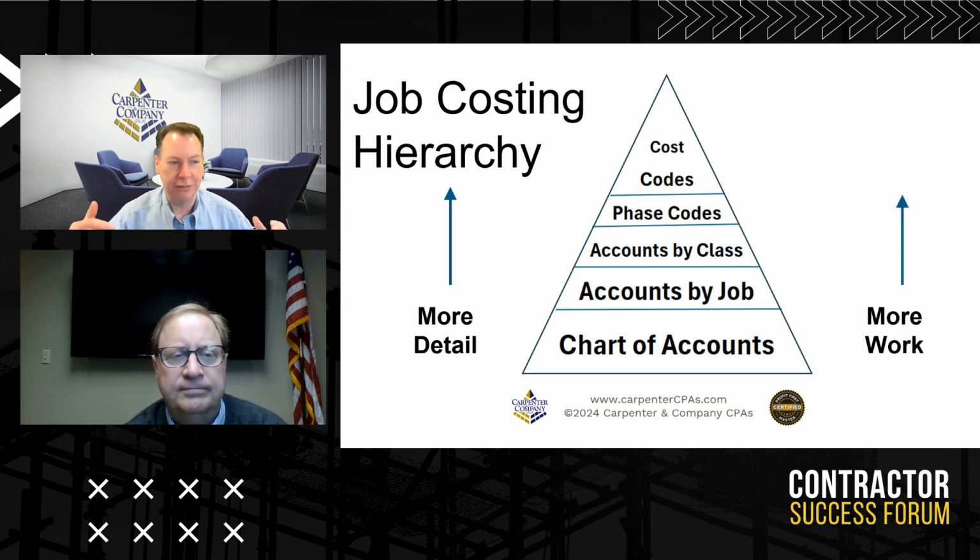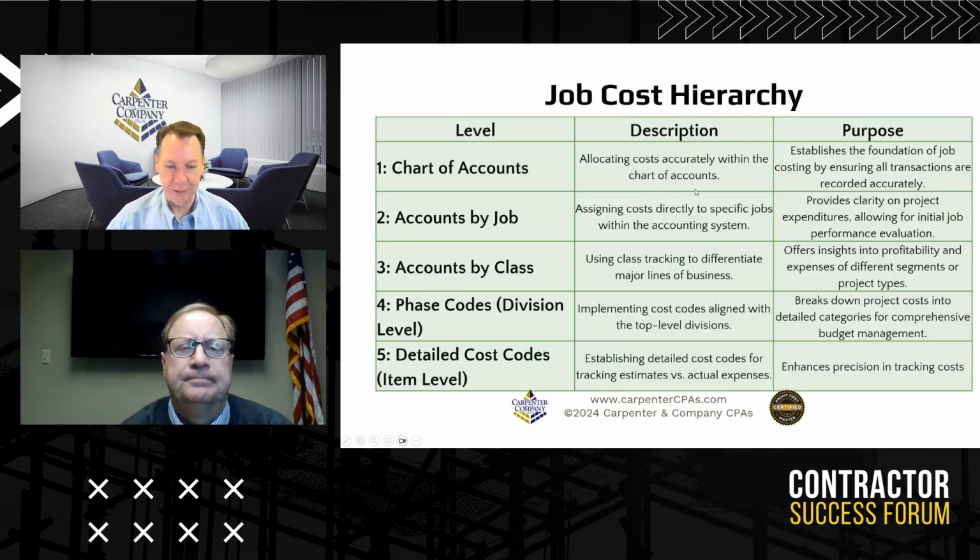And that's the top level. And then we have the detailed cost codes below that. Again, the chart of accounts level is the basic level for any accounting system, the base of the pyramid, number 1. Then splitting that out by job is a big step up, and it does require a little more work.